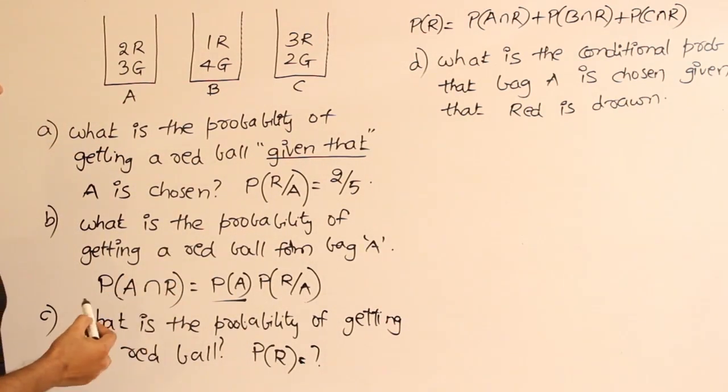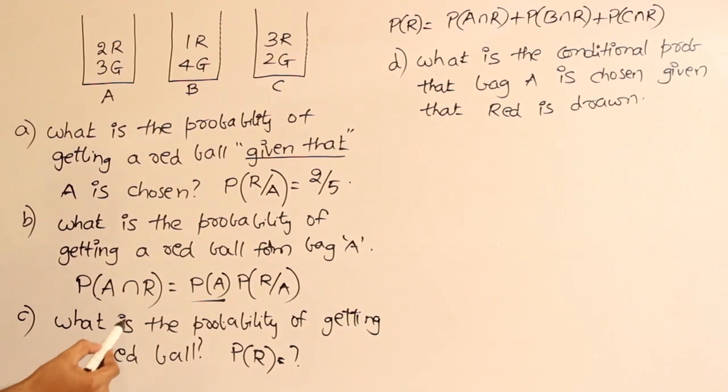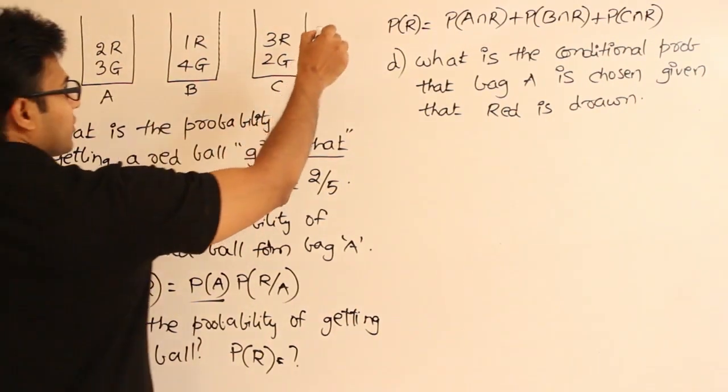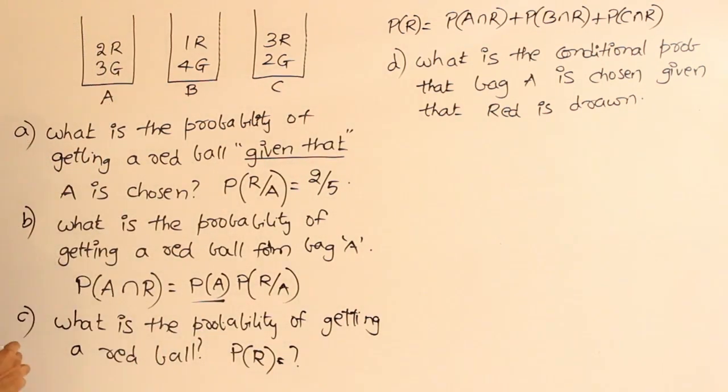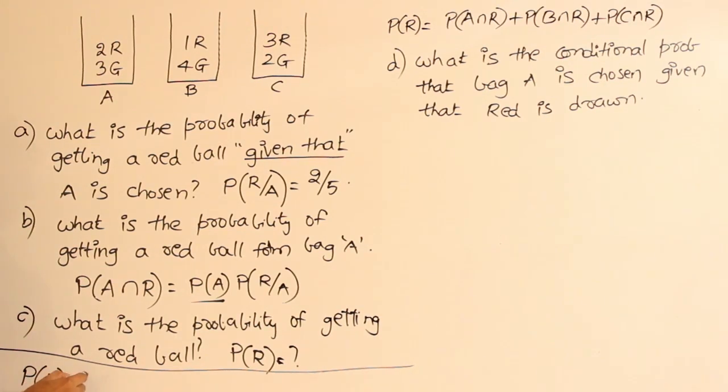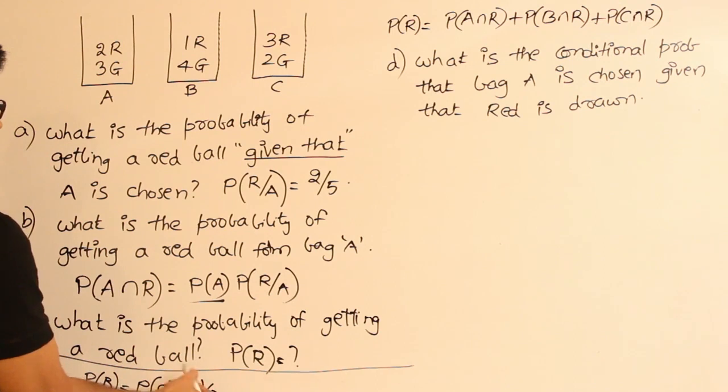Now what are all the things we know about this question? What are all the factors, what are all the elements? We know that P of A is equal to P of B is equal to P of C. What is this? Probability of choosing a bag. This is equal to 1 by 3.